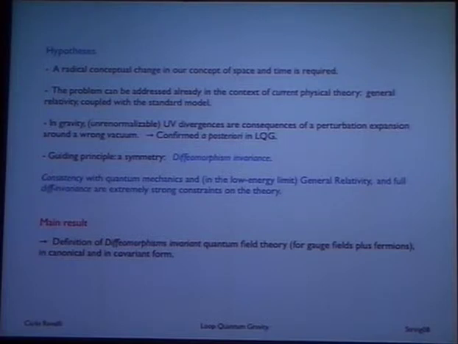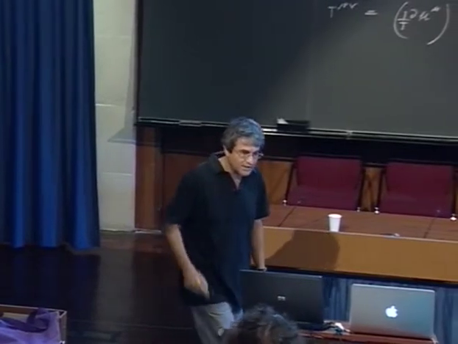First, that a radical conceptual change in the way we treat space and time is needed. But on the other hand, that this problem can be addressed within the context of current effective physical theories, general relativity plus the standard model or some small extension of the standard model. And the reason is that this problem is already there when you try to define at high energy a quantum field theory of any theory which includes general relativity, as I'll discuss.